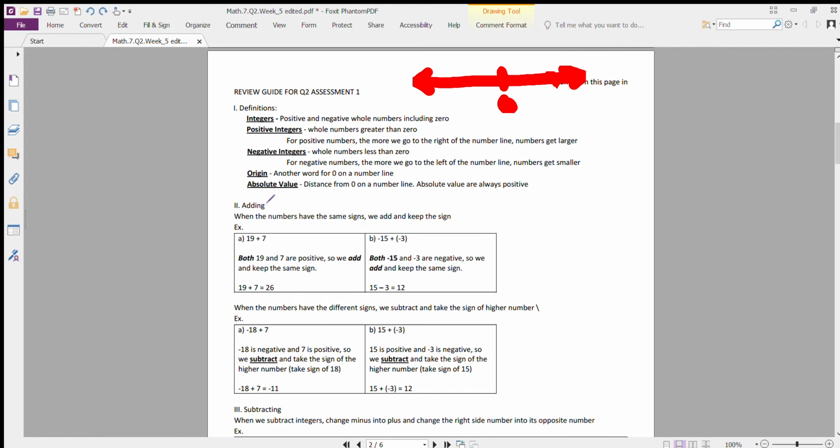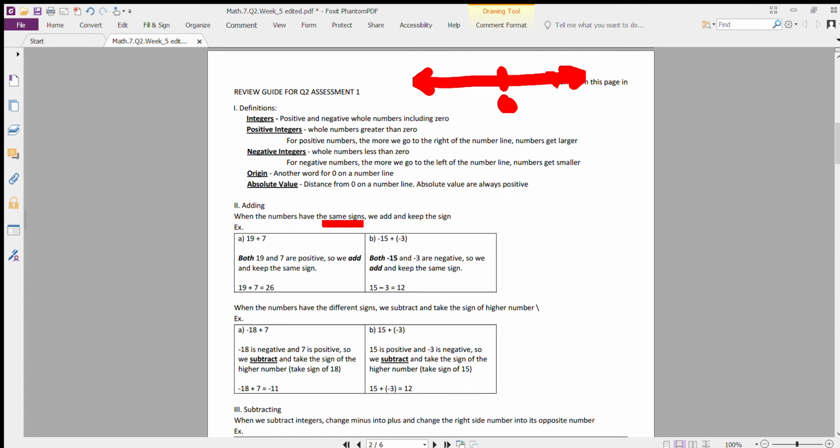Now, moving on to adding. When we add integers, there are two options. You're going to look at the sign of them. The first option is when they have the same sign. What do I mean by the same sign? They are either both negative or both positive.